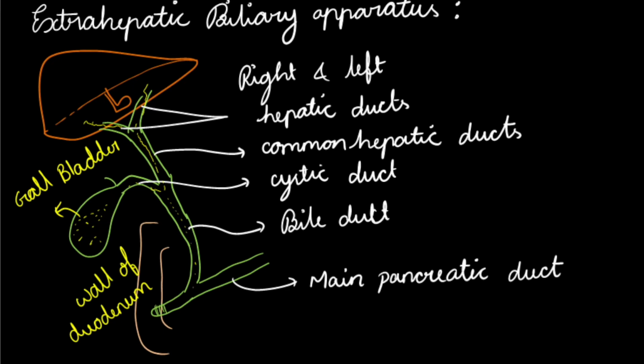For example, if we are having any fatty food, there will be an enzyme present in the wall of the duodenum that will help in the contraction of the gallbladder and push the bile outside the gallbladder, and this bile then enters into the second part of the duodenum, and that causes fat digestion mainly. So this is the outline regarding the extrahepatic biliary apparatus. So now let's see in detail.